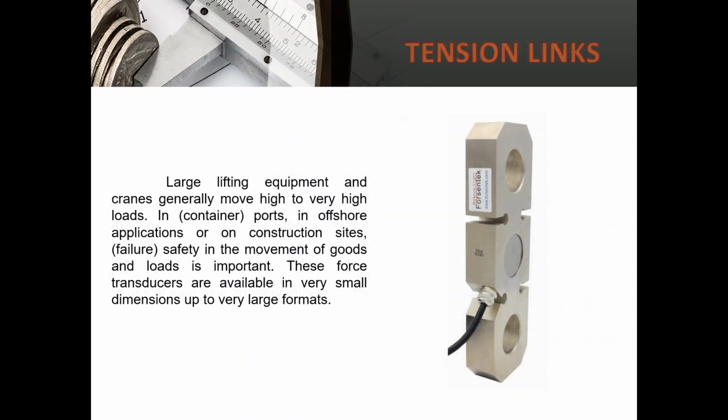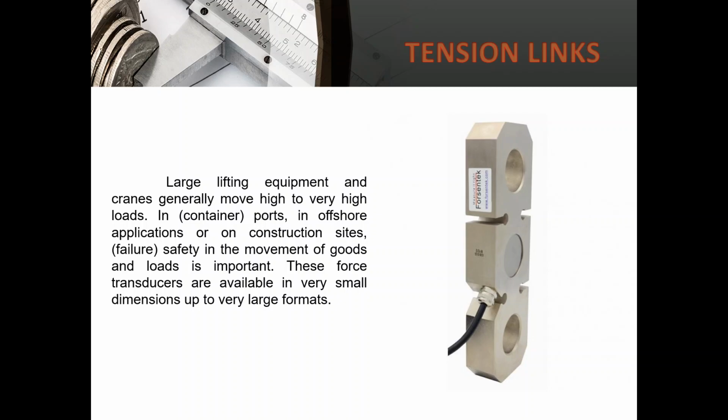The last one is the tension links. What is a tension link? Tension links are designed for static and dynamic measurement tasks in the direct flux of force. As a load-bearing component in existing constructions, they determine the tension forces in a wide scope of applications. We often use the tension link in hoist and crane systems as torque support for load measurement. Further application areas are special machine constructions in polymer processing machines.